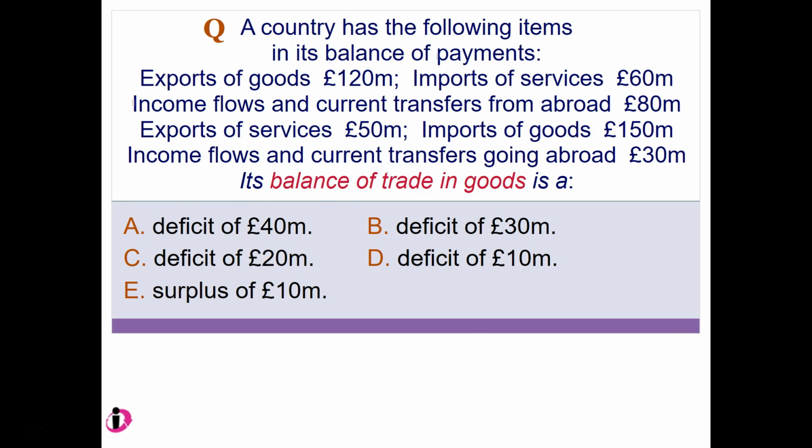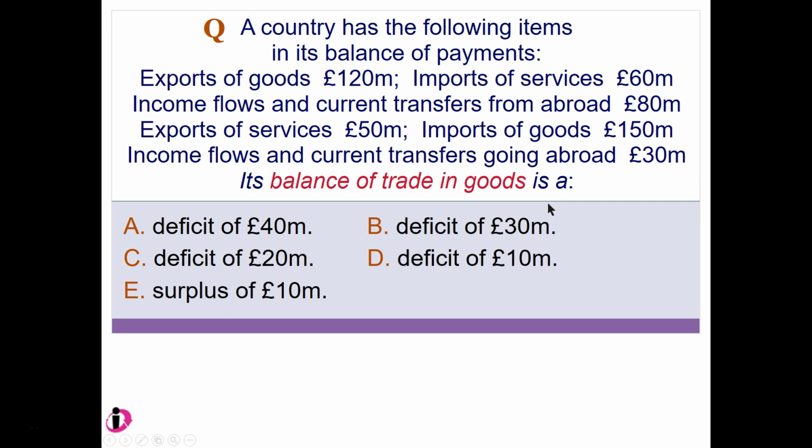Let's have a look at the exam type question which can be asked based on this information. A country has the following items in its balance of payments: exports of goods 120 million, imports of services 60 million, income flows and current transfers from abroad 80 million, exports of services 50 million, imports of goods 150, income flows and current transfers going abroad, 30 million. So there is a set of transactions which took place during a year, for example. The question is, what is the balance of trade in goods?